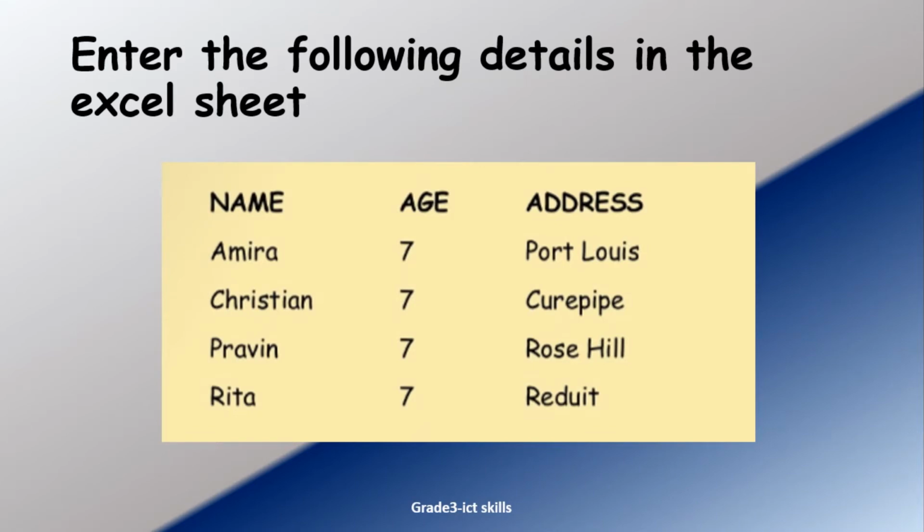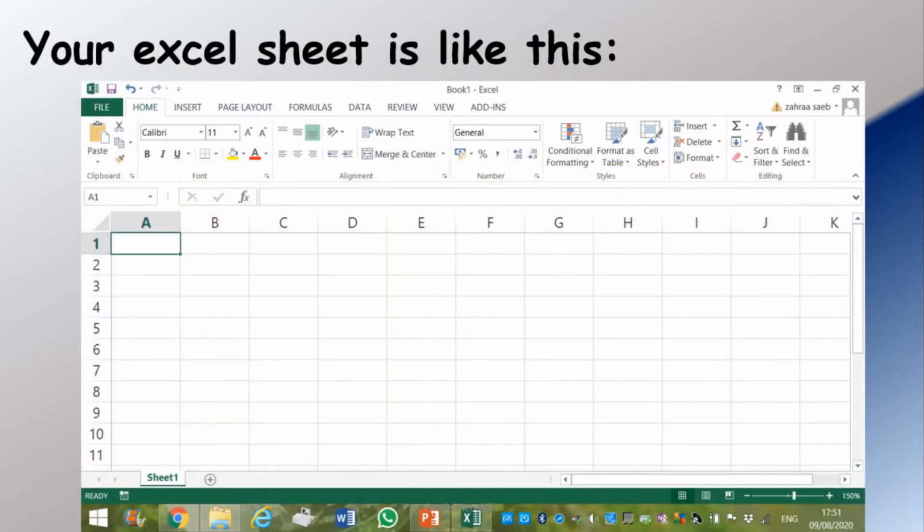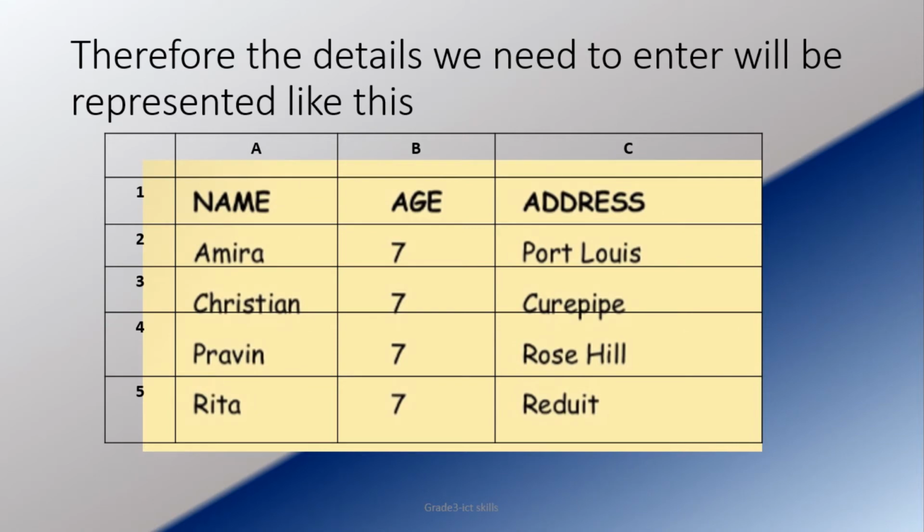We will enter these details in our Excel sheet: name, age, address. Therefore, how will we enter those details in our Excel sheet? When you open your Excel sheet, it will be like this. Column-wise, column A, column B, column C, and row 1, row 2, row 3, row 4. But how will our data be represented? It will be like this.